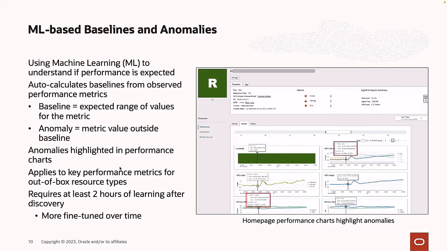The home page on this chart highlights several anomalous metrics. We can easily identify these points indicated by the orange data point in the charts. Hovering over the data point, Stack Monitoring will provide that expected range of values to give you that context, like how far outside of the baseline your resource is performing. Now, Stack Monitoring requires at least 2 hours of metric data to be able to calculate those baselines. And these values become more accurate over time as more data is ingested.